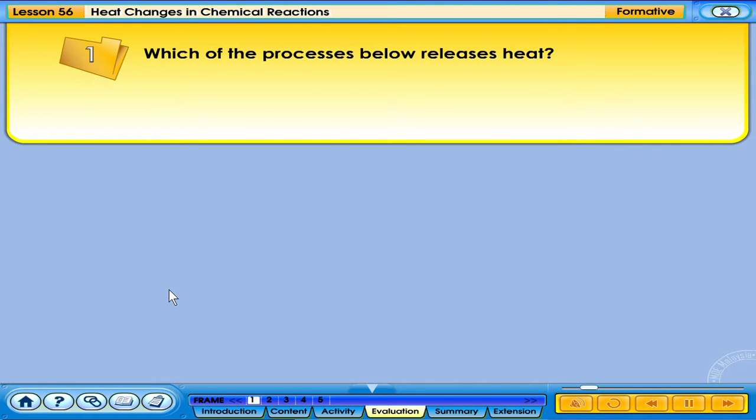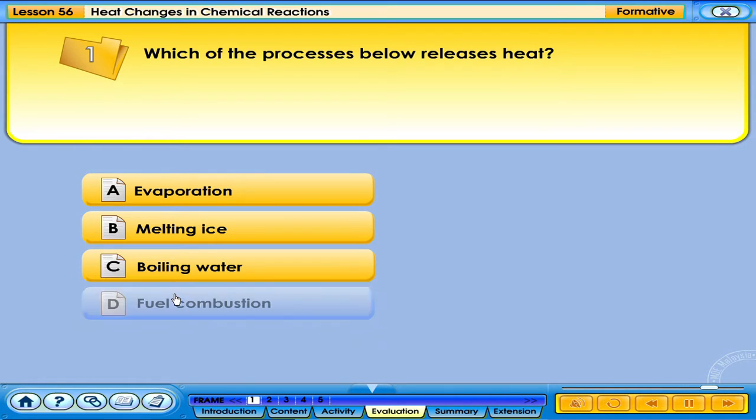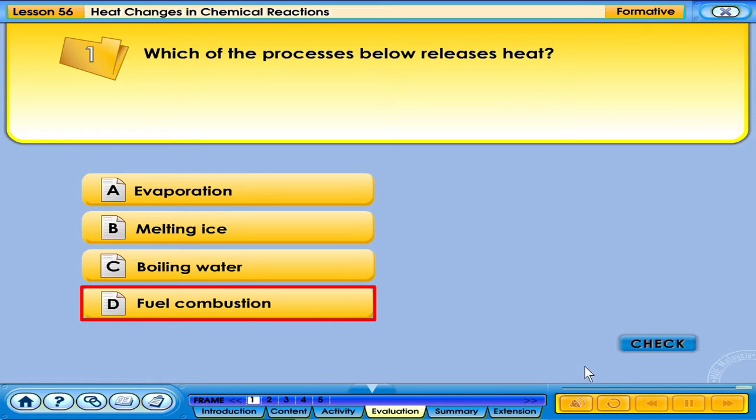One. Which of the processes below releases heat? A. Evaporation. B. Melting ice. C. Boiling water. D. Fuel combustion. Your answer is correct.